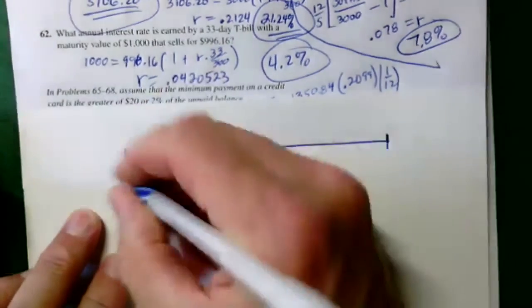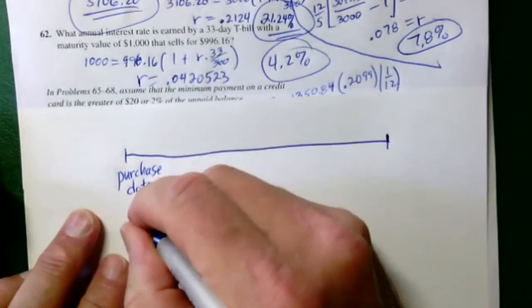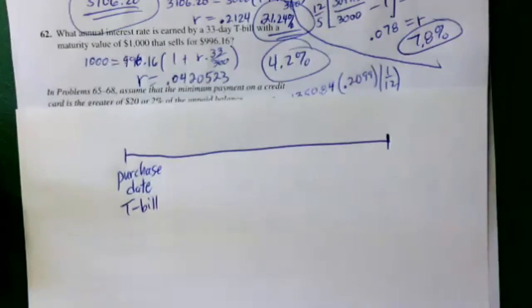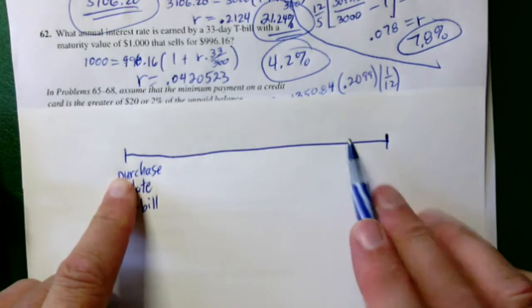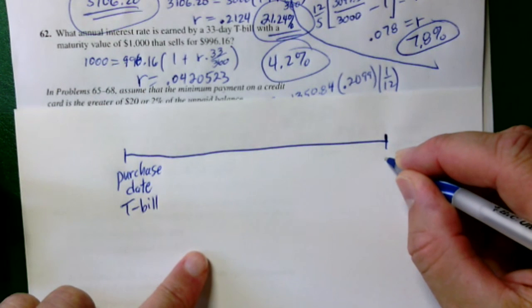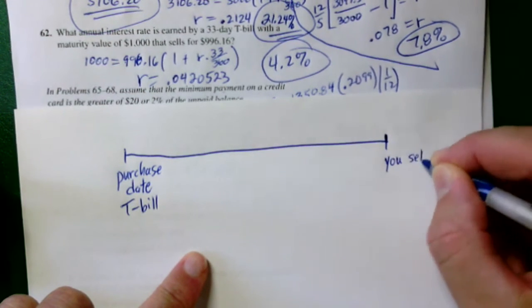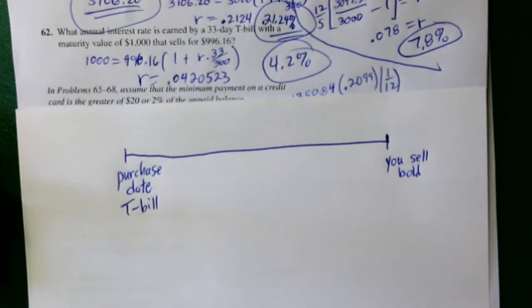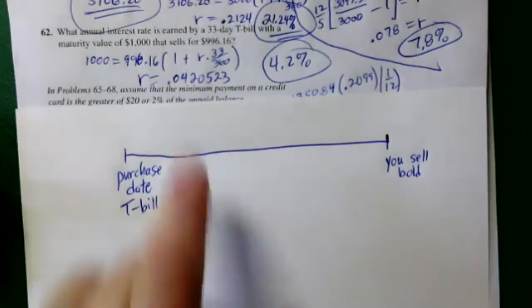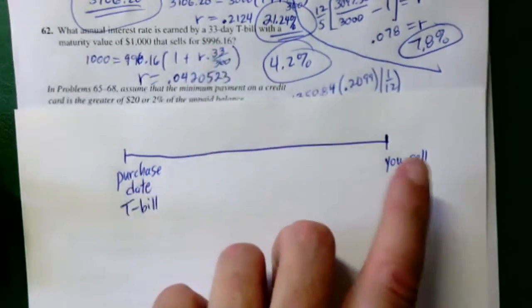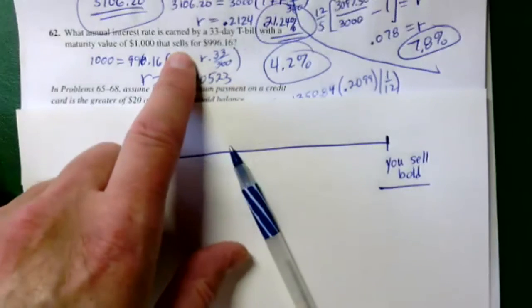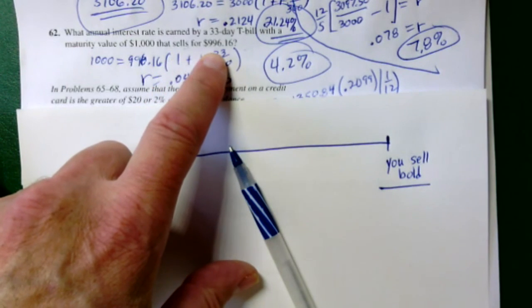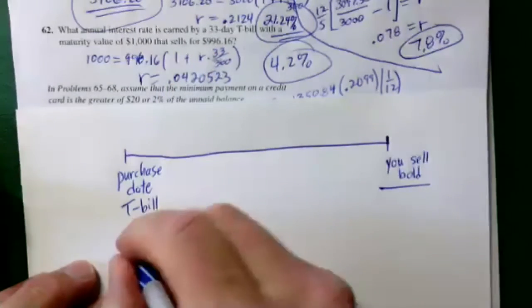The way this would work, this would be your purchase date, and what are we doing here? A T-bill, a treasury bill. You purchase it here, and then presumably it's going to earn a little bit of interest, and over here is when you sell that bond. You might sell it back to wherever you bought it, a bank or the federal government or whatever. What's confusing about this problem is that it says it sells for $996, so you think you're going to be putting $996 over here. But the $996 is what the bank sold it to you for, so it's actually over here.